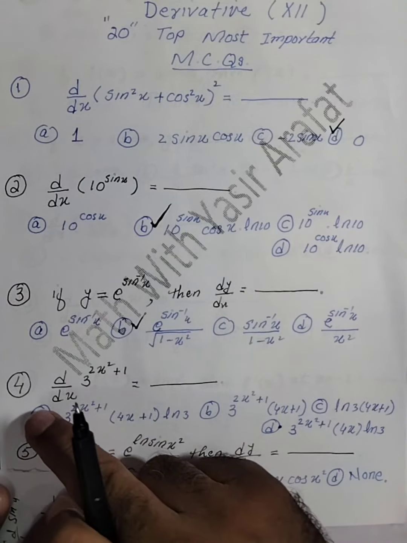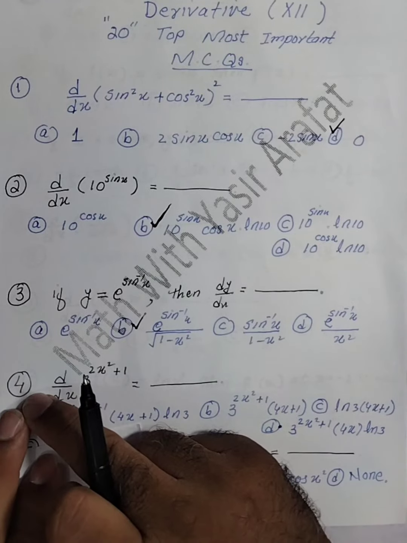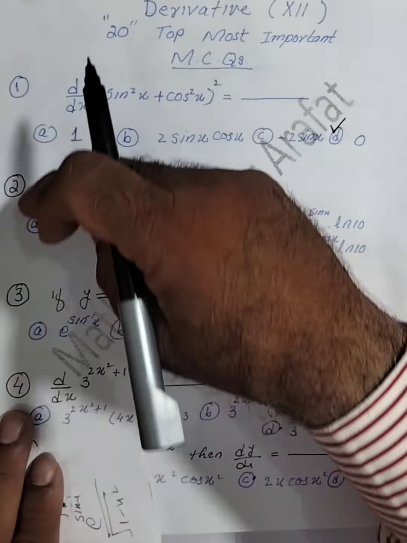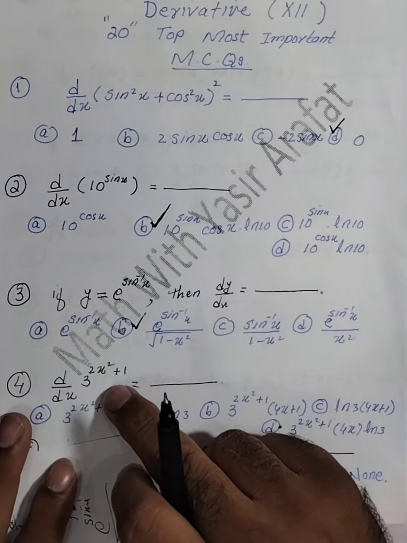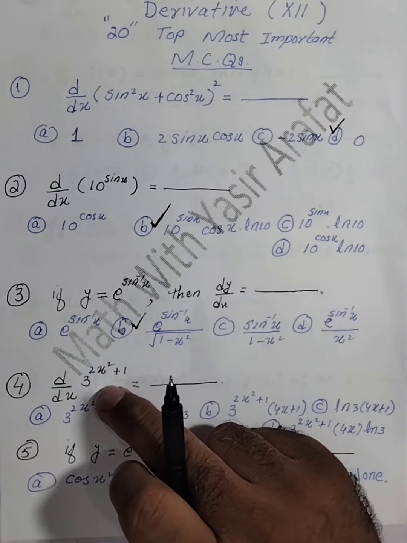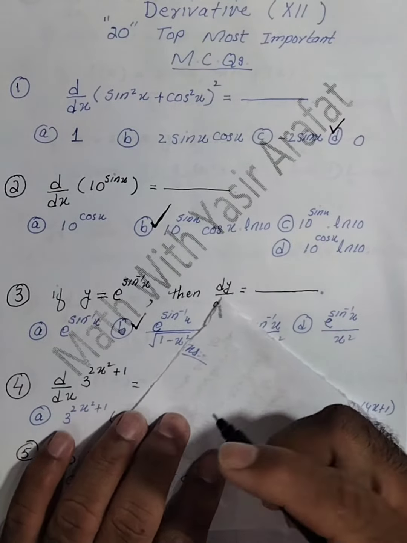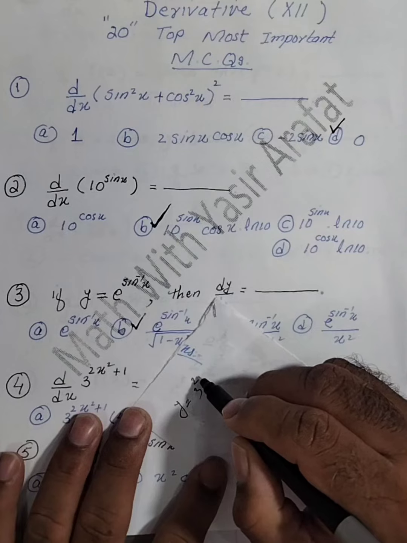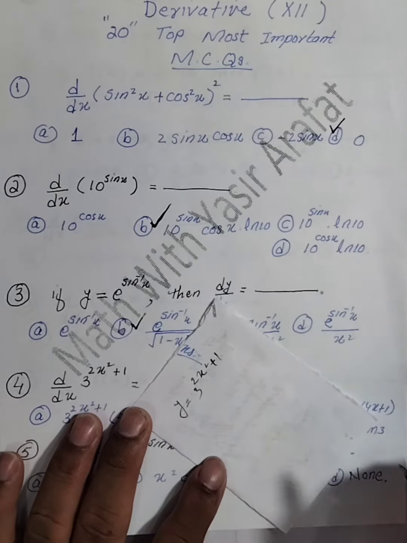Now dear students, come to the MCQs 4 and 2. If we have to compare, we have to use the same strategy because this is again an exponential type function here. So this is y is equals to 3 power 2x square plus 1.